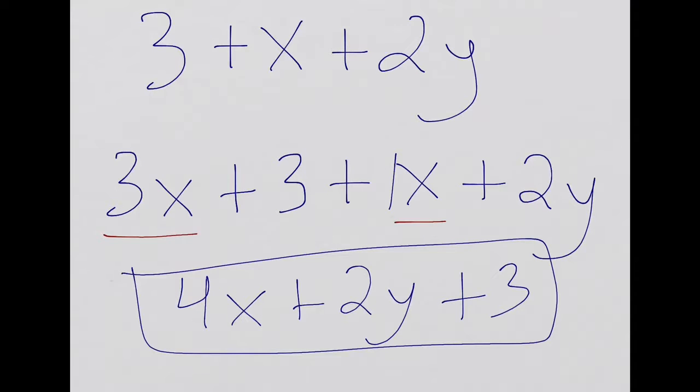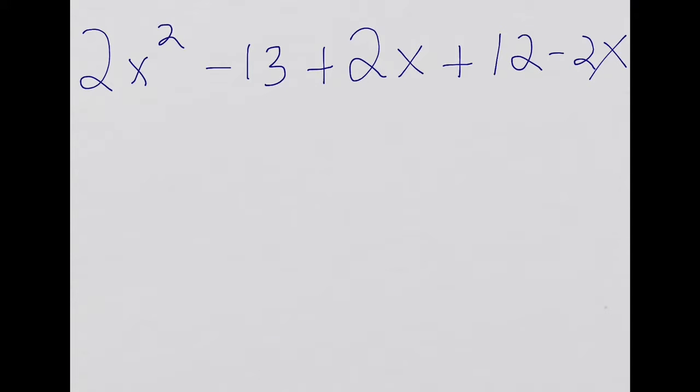Why did I write it in that order? We start with the highest exponents first, or in this case, the variables, because we don't have any exponents. I listed them in alphabetical order, x then y, and at the end, the numbers, or constants.